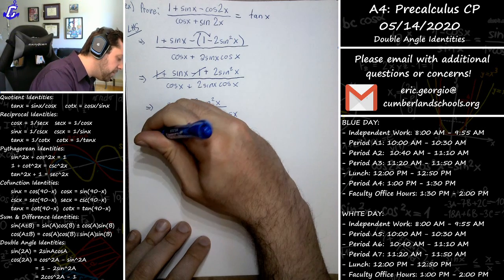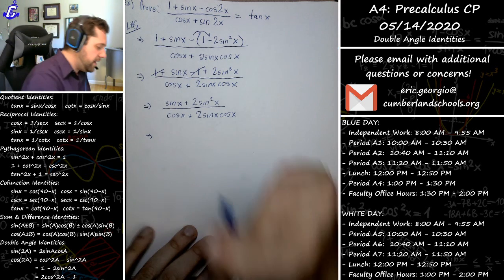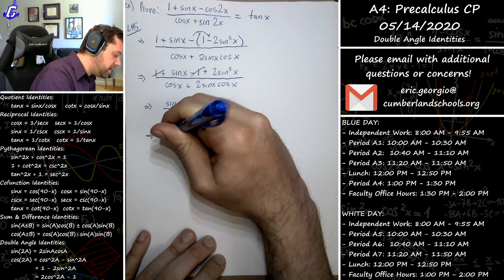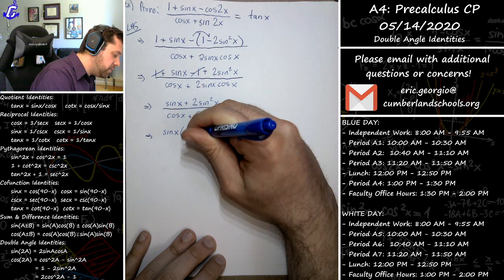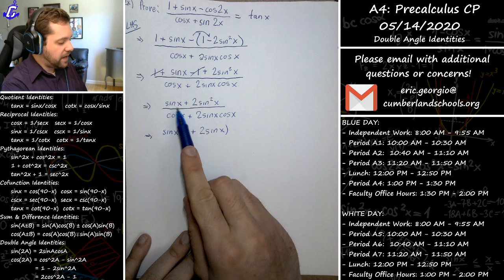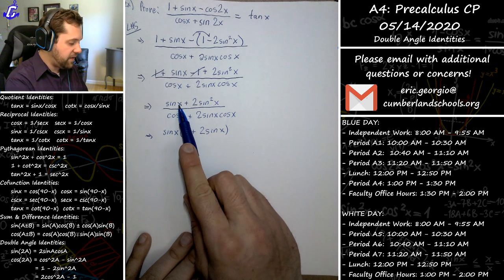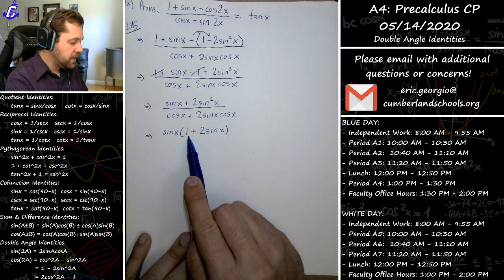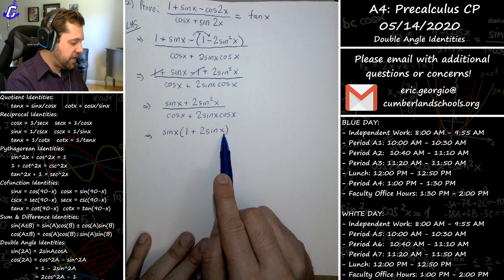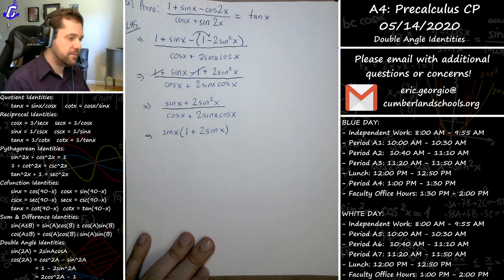What I can do, though, is I can take out a greatest common factor in the numerator, and that would be sine of x, leaving me with 1 plus 2 sine of x. See that? If I take out a greatest common factor of sine of x in the numerator, I'm left with 1 because sine of x divided by sine of x is 1. And I'm left with just a regular old sine here because it was sine squared. I took 1 away and I have 2 sine of x.